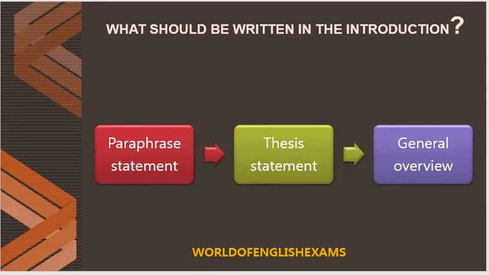Now, how to write an introduction. So a basic introduction for any kind of essay would be containing three parts to it. The first one is known as paraphrase statement, the second one is the thesis statement, and the last one is the general overview statement. I repeat, the first one is the paraphrase, second is the thesis, and the final statement is the general overview. So make sure that you understand each of these statements very clearly as we proceed, because each of these statements would carry equal significance in giving a particular band score to you.